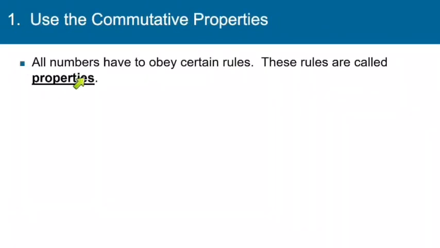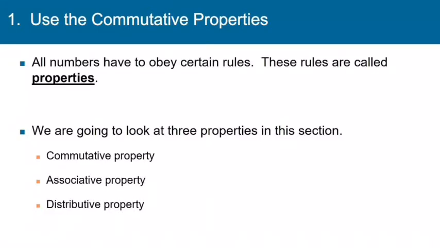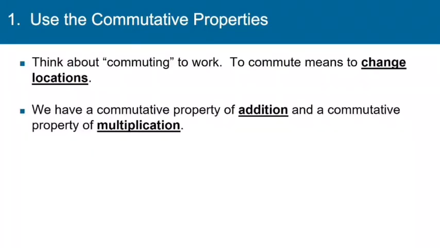Okay, so like I said, all numbers have to obey certain rules, and these rules are called properties. And we're going to look at three: the commutative, the associative, and the distributive property. Now, we all use the word commute in everyday conversation. You know what it means to commute to work. It means to change locations. You change your location from your home to your work. And in algebra, we have a commutative property of addition and also a commutative property of multiplication.